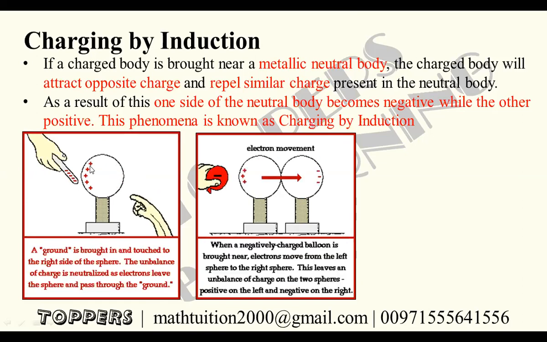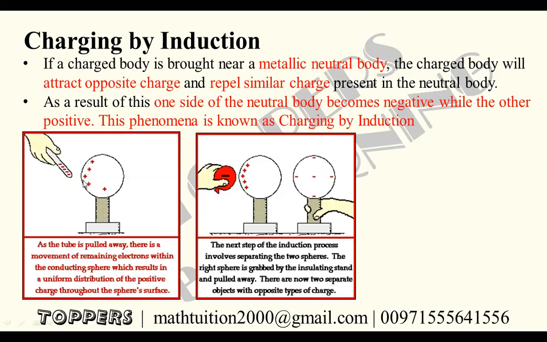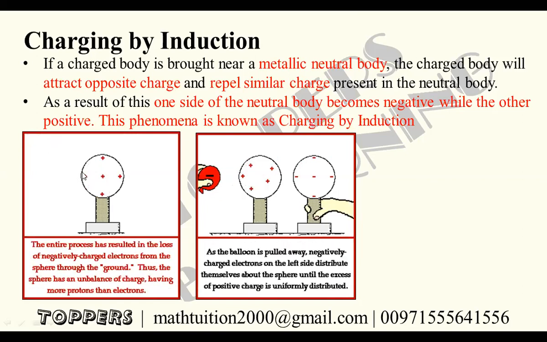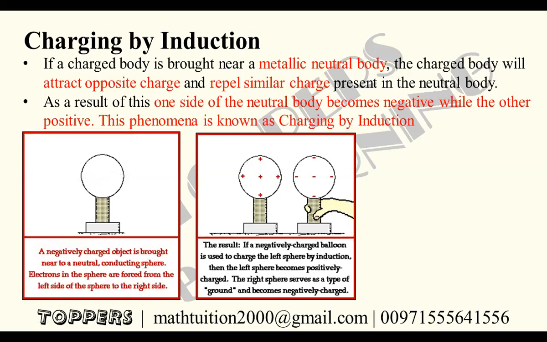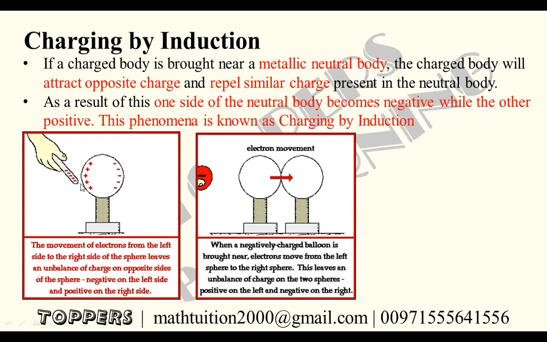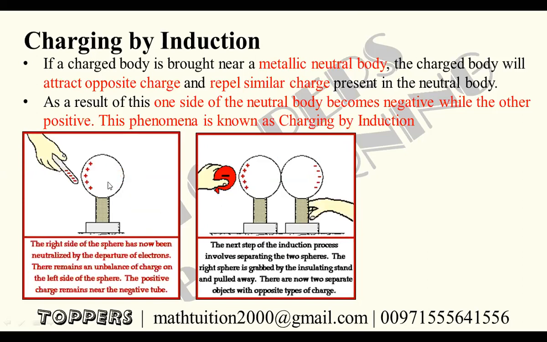So because of that reason, the electrons in the atoms of this area will be repelled. Negative and negative will repel, so they will go as far as possible. This area will become negative, so automatically this area will become positively charged. Now, when we are taking this charge back, what will happen? It will come to the same previous position, right?